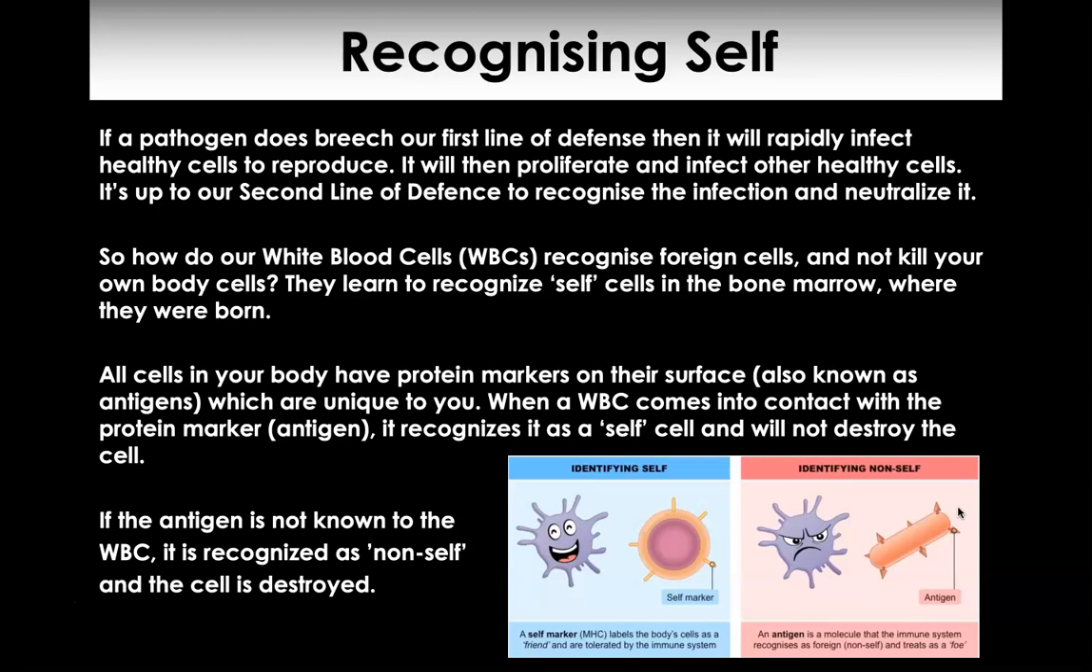When a white blood cell comes into contact with the protein marker or the antigen, it recognizes it as a self cell and will not destroy the cell. However, if there's an antigen that the white blood cell comes across and it doesn't recognize, then it's termed a non-self cell or an invasive cell or foreign cell, and that cell is destroyed.